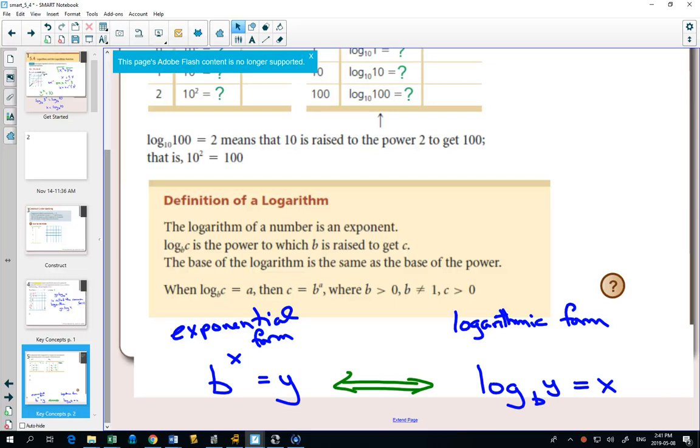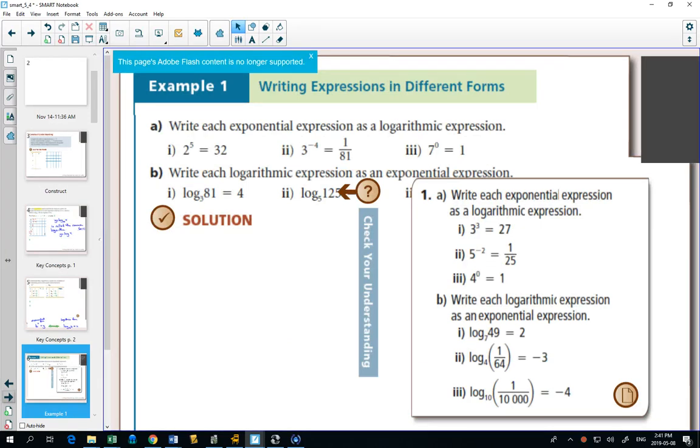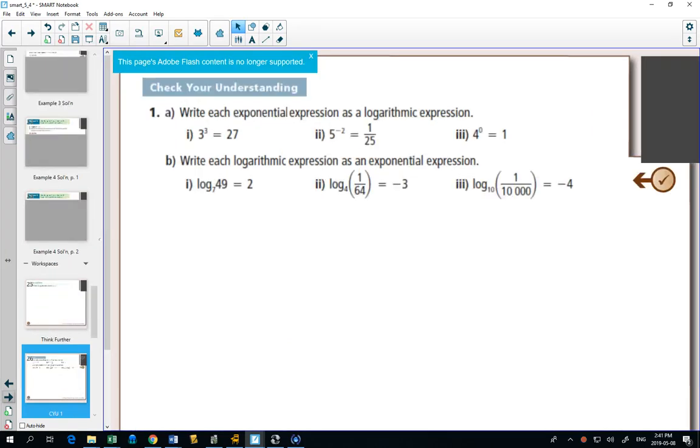So one of the first questions that we do is that we just practice writing it from one form to the other. Okay? All of these expressions are true. Would you agree that 3 cubed is 27? So what we need to do is write this same thing in logarithmic form. So how do we write this same thing in logarithmic form? The base of the exponent is 3, so the base of your log is 3.